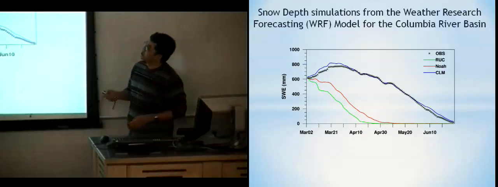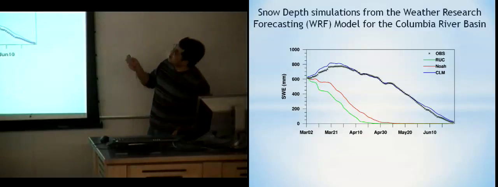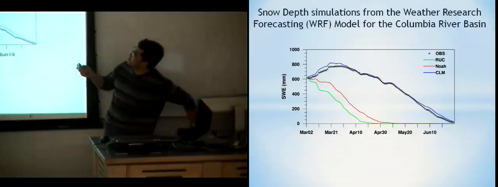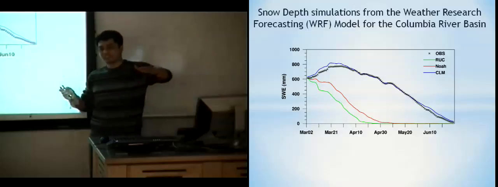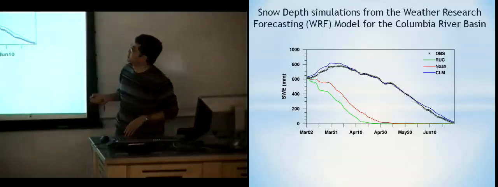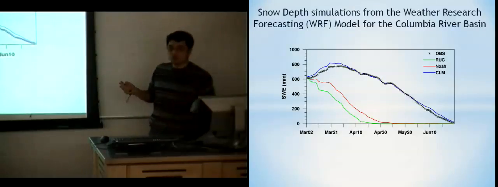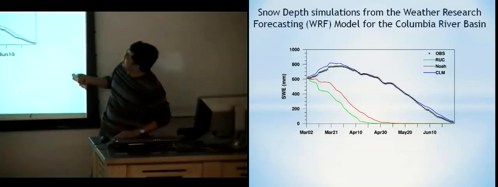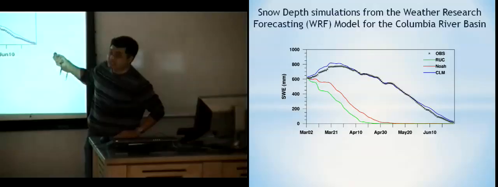So how do we improve? This is a new generation model, called the Weather Research and Forecasting model. This model is still based on the previous generation, but has some improvements. So we use the new model to simulate the snow. This is over the Columbia River Basin. We show the original NOAA simulation.